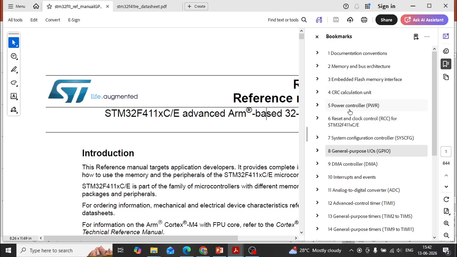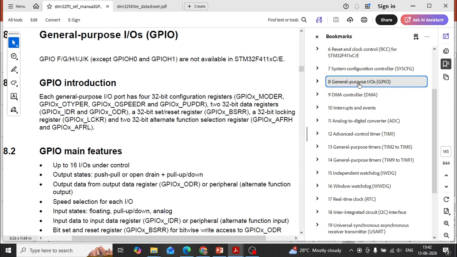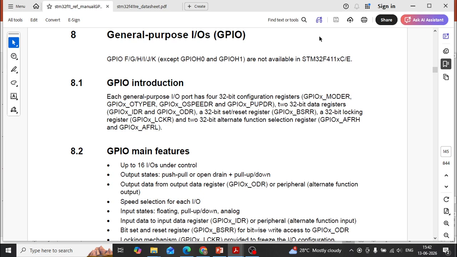Chapter number 5 is talking about PWR. Chapter number 6 is talking about reset and clock control. And it goes on like that. Every chapter will explain one peripheral. Okay, so now, for easy understanding, I will go to chapter number 8, which is called GPIO.